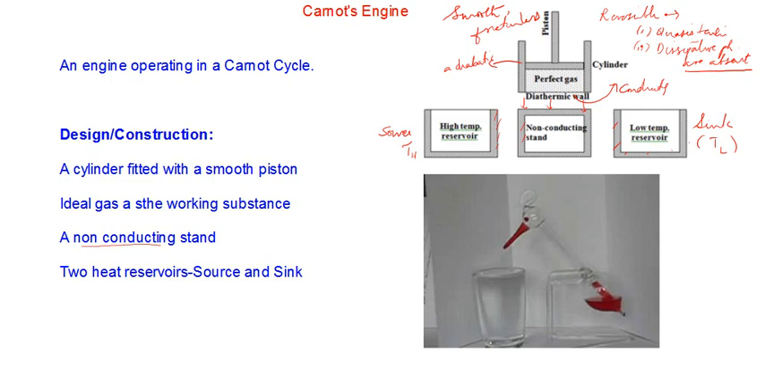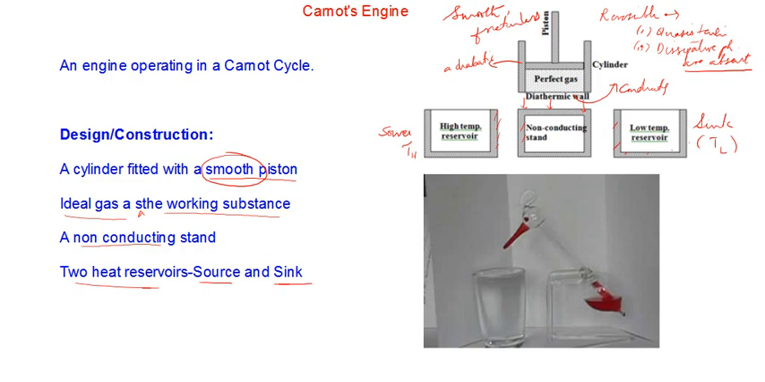So it has a cylinder fitted with a smooth piston. That is something very important. Smooth or frictionless piston, and ideal gas as the working substance. Ideal gas is used as the working substance, that is shown here, and a non-conducting stand is there, and there are two heat reservoirs which we are naming respectively the source and the sink.